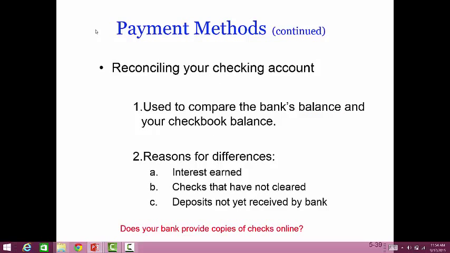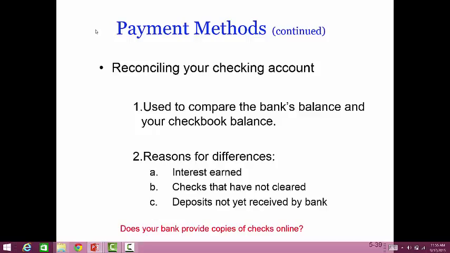Reconciling your checking account. So, yeah, whatever works for you. Some people have the carbon checks, which is one way of doing it to keep track. The check register kind of thing, where you actually write it up each time. But better banks will provide a PDF file in your statement of every check that's out there, which is kind of a nice service.